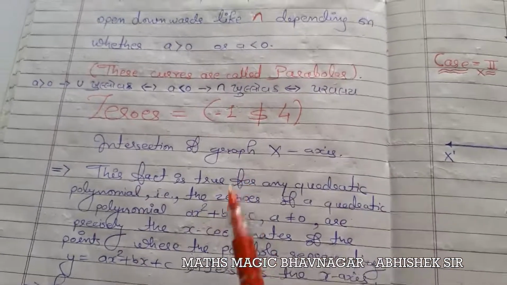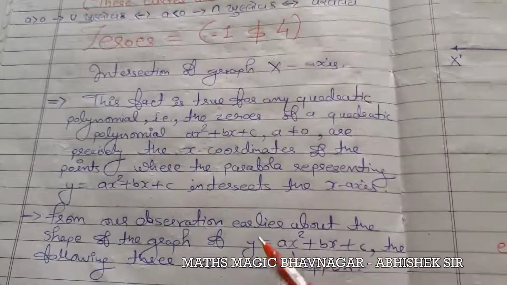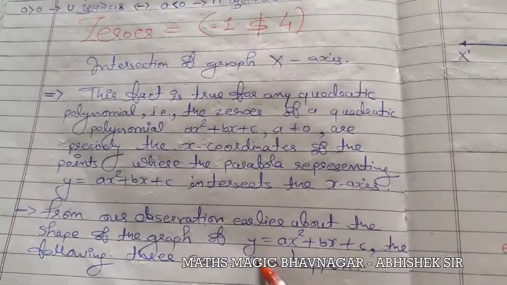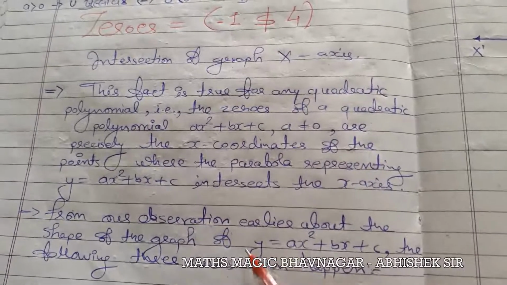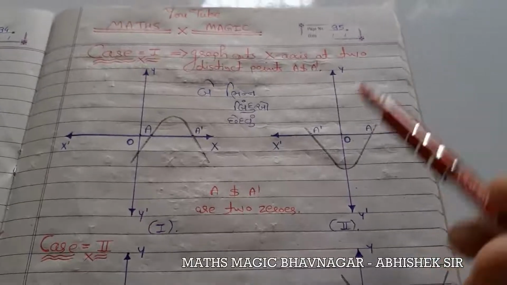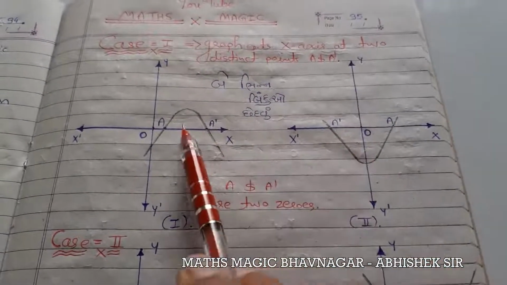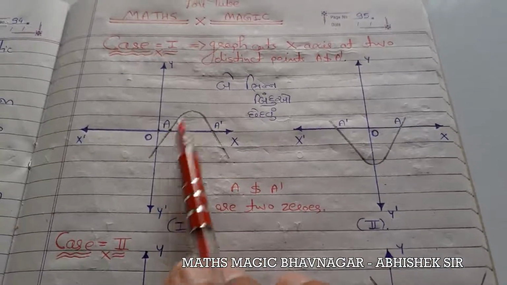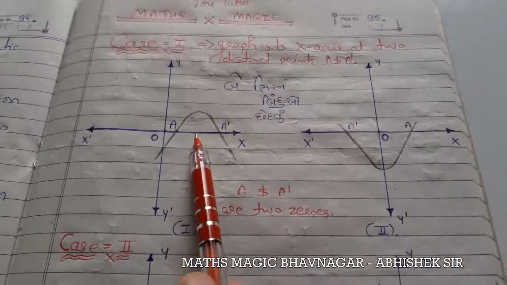So from all the theory and the geometrical representation, we come to know that a quadratic polynomial graph cuts or intersects the x-axis at 2 points, maximum 2 points. Then they are discussing the three cases which are possible for the quadratic polynomial. The first case is the parabola or the curve intersecting the x-axis at 2 points. The graph cuts the x-axis at two distinct points, a and a dash. So this is the first case.